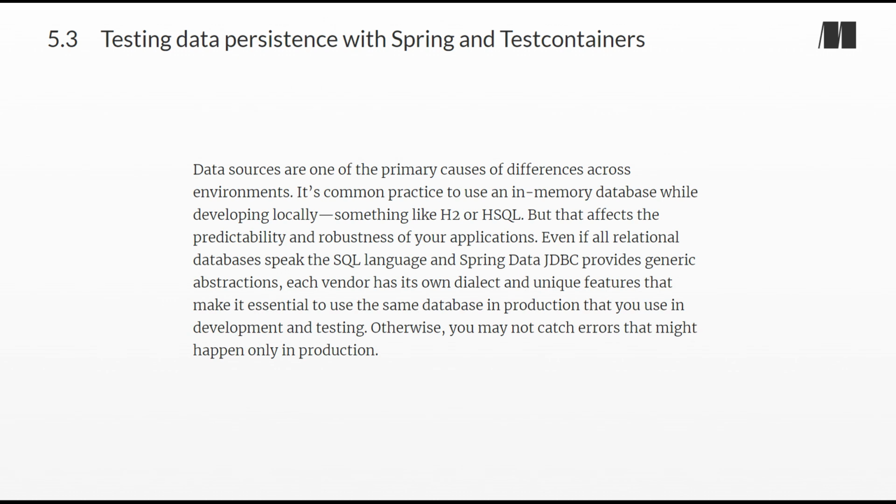Data sources are one of the primary causes of differences across environments. It's common practice to use an in-memory database while developing locally, something like H2 or HSQL. But that affects the predictability and robustness of your applications. Even if all relational databases speak the SQL language and Spring Data JDBC provides generic abstractions, each vendor has its own dialect and unique features that make it essential to use the same database in production that you use in development and testing. Otherwise, you may not catch errors that might happen only in production.